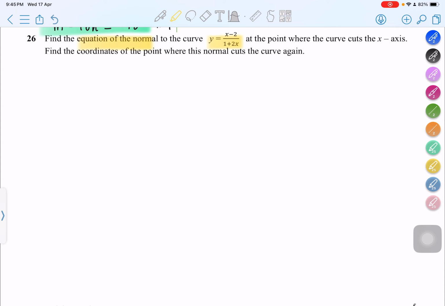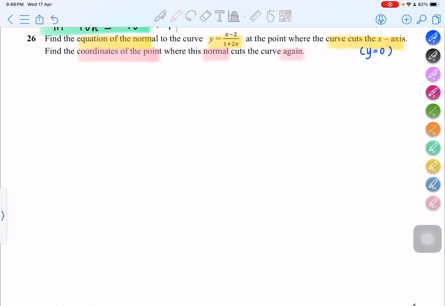curve cuts the x-axis. What does it mean to cut the x-axis? When the question says the curve cuts the x-axis, that means your y will become 0. Now the second part of the question asks you to find the coordinates of the point where this normal will cut the curve again. For the second part, maybe we look at it later on.